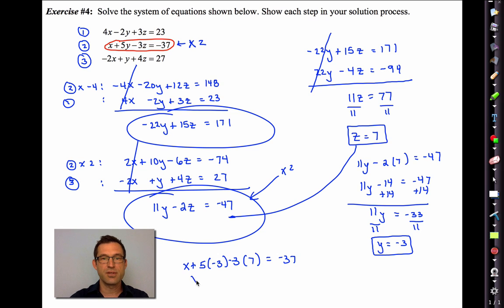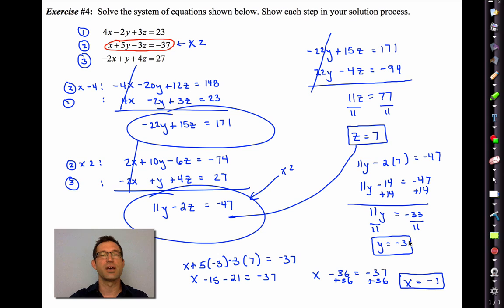Negative 37, so that'll be x minus 15 minus 21 equals negative 37. I'm running out of room. I'm going to put it over here. X minus 36 equals negative 37. And if I add 36 to both sides, there's x equals negative 1.